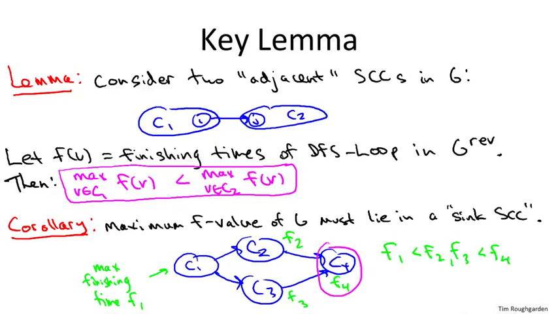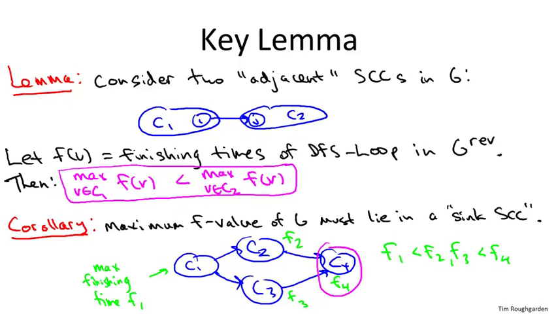And if you think about it, that's a totally general consequence of this lemma. So a simple proof by contradiction will go as follows. Consider the strongly connected component with the maximum F value. Suppose it was not a sink SCC, then it has an outgoing arc. Follow that outgoing arc to get to some other SCC. By the lemma, the SCC you've gotten to has an even bigger maximum finishing time. So that contradicts the fact that you started in the SCC with a maximum finishing time.